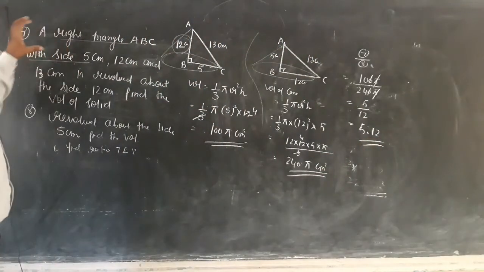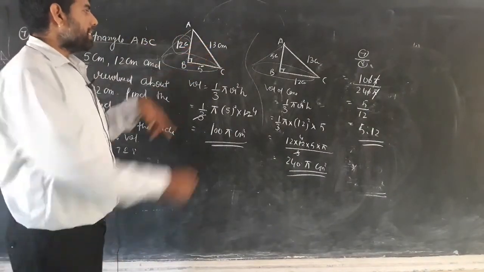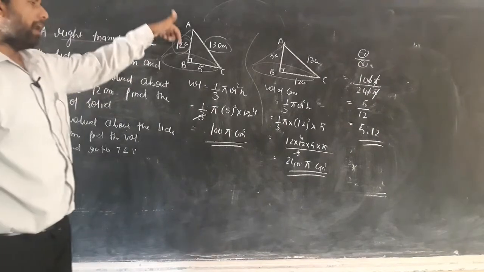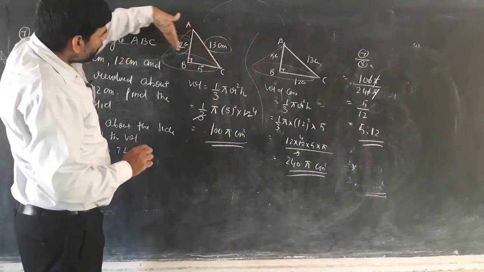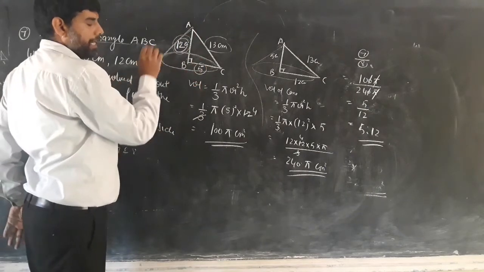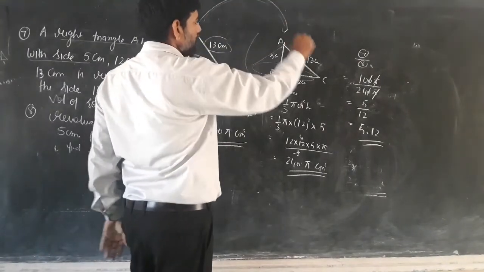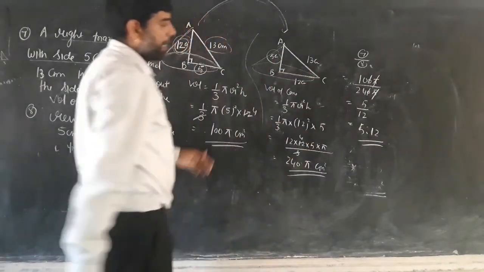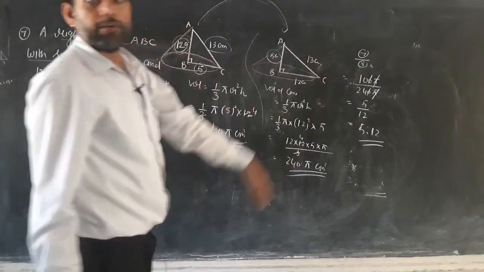It was a very simple question. A right triangle ABC with sides 5 centimeter, 12 centimeter, and 13, the longest side, is 13 centimeter. According to the question, revolve about the side 12 cm. That is, the height is 12 cm. The shape formed is a cone, with height 12 and radius 5 cm. So find the volume. The next question is 8. Revolve about the side 5 cm, that is height is 5 cm, radius is 12 cm. And next is to find the ratio of both conditions. That is 100 pi upon 240 pi, that is ratio 5 to 12.